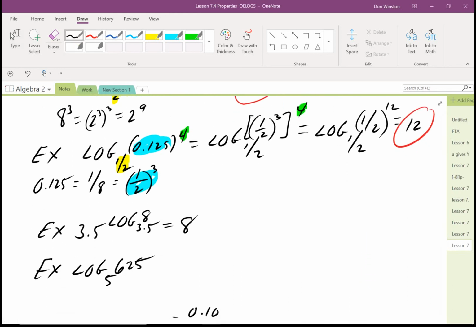Next example, again, we're using the inverse property for exponents, which says that b raised to log base b of x just equals x. So 3.5 raised to the log base 3.5 of 8, that just equals 8. That was easy to do.